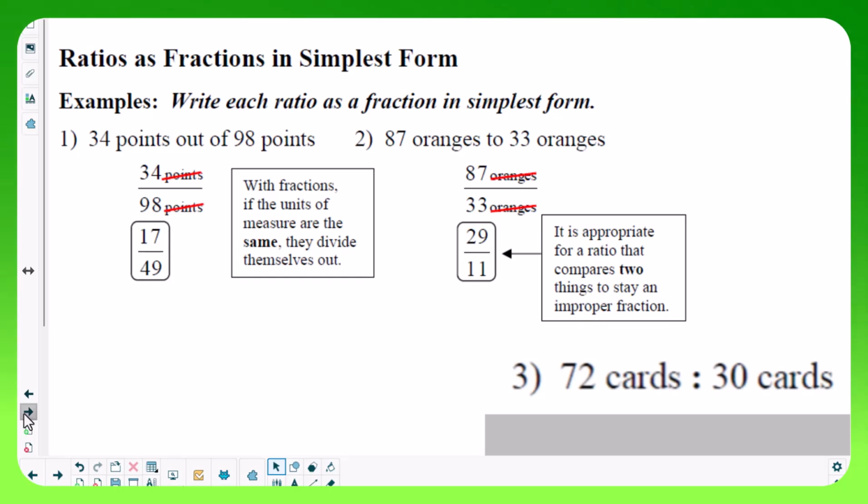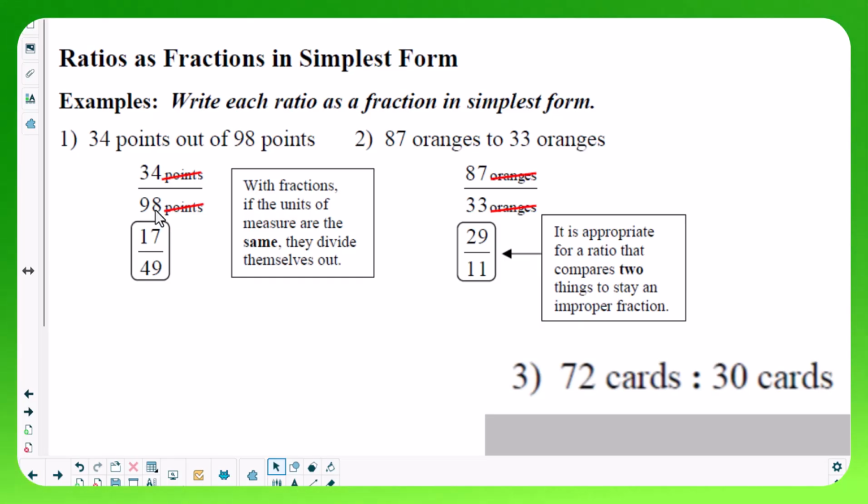Let's do a few examples, beginning with number 1. This one is already done for you. The directions ask us to write each ratio as a fraction in simplest form. For number 1, we have 34 points out of 98 points. So we put 34 points over 98 points. We can cross off those labels since we have the same unit of measure. If I put 34 over 98 in my calculator, it will simplify to 17 over 49.